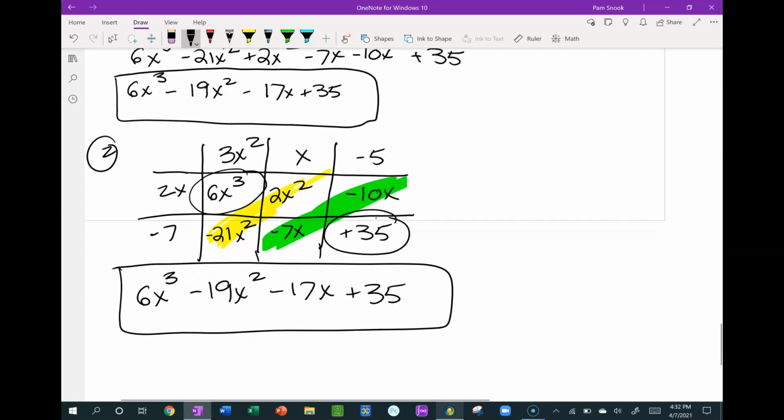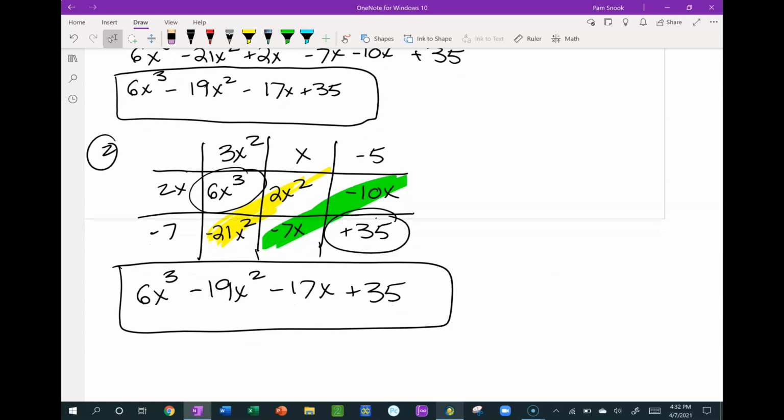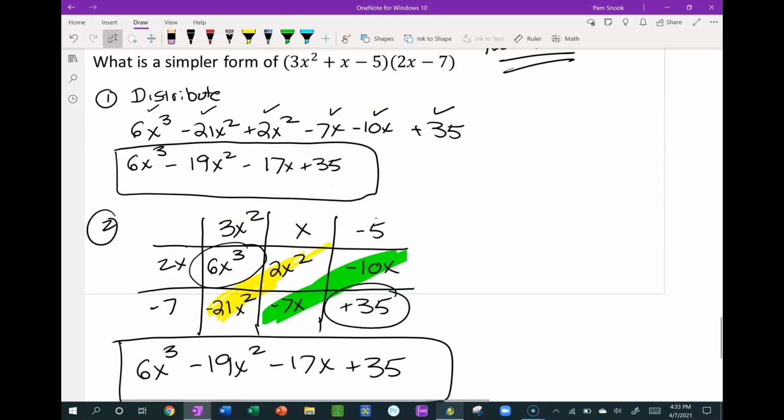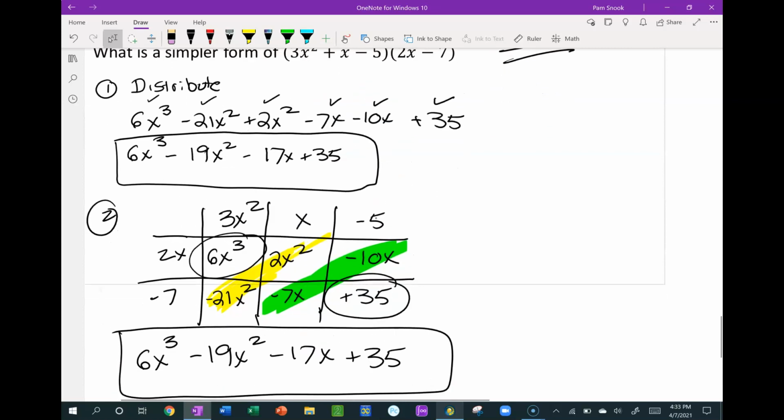So check it out. 2 different methods, I got the same exact answer. It doesn't matter to me which way you go. Unless I tell you specifically to distribute or to use box method, you can use either method, whichever one you prefer.